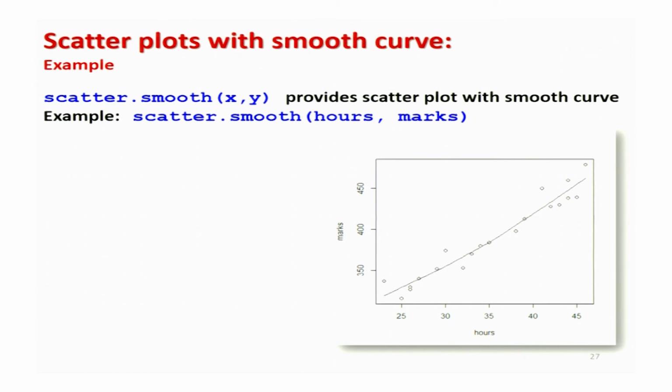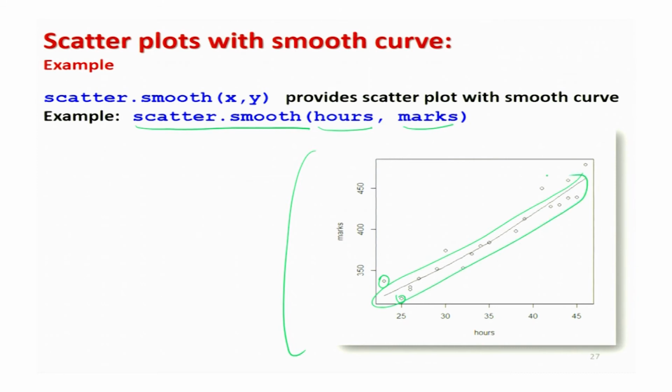So you can see here I just try to use the command scatter.smooth and inside the parenthesis hours and marks, and you can see here you get this type of graph. Earlier you had obtained only these dots, but now there is a line here also. So now looking at this line you can make a better judgment whether the points are close to the line or not. So that is the advantage, right?